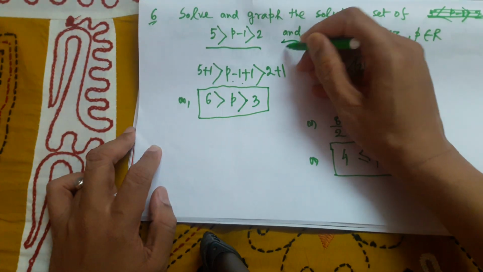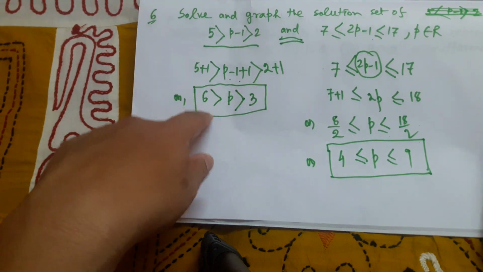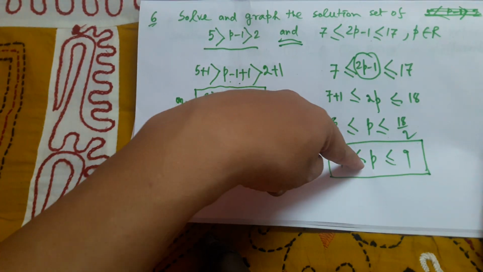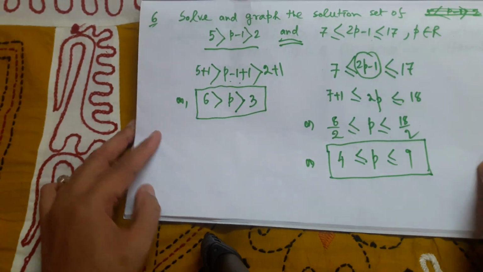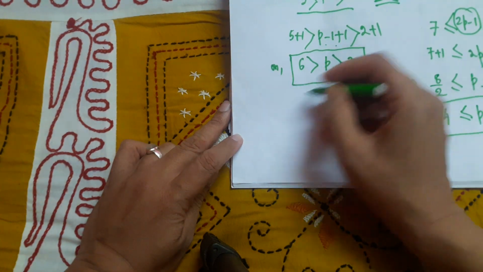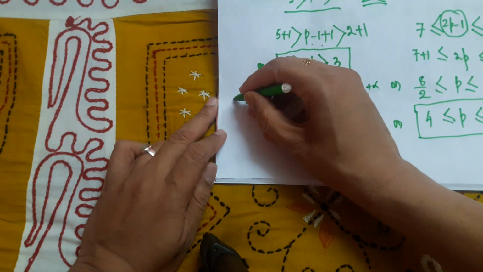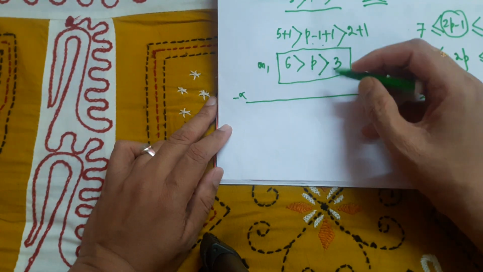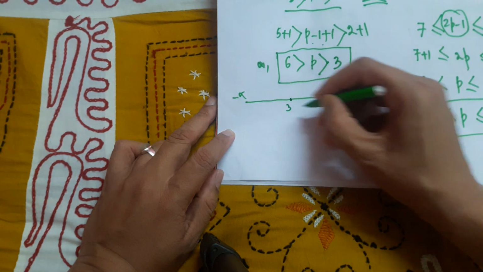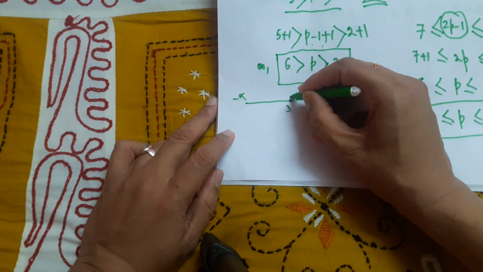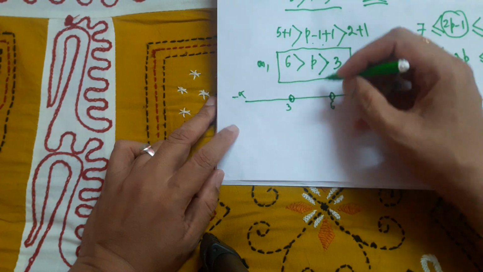Now here it is written that AND. So we have to plot first inequation and then second inequation, and then taking intersection will give you the answer. So first we draw a number line, plus infinite, minus infinite. Here p greater than 3 and less than 6. So here is 3 and here is 6. Both will be open circle because no equal sign is there.